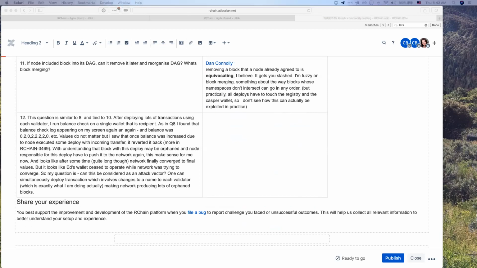I guess that now that the network has converged to final values, it is responsive again. I deployed a check balance a couple hours ago, and it went through smoothly, and I got the answer very fast in the logs of the validator I deployed to. So I think Ed's wallet will be working smoothly also. But the converging phase, from after I deployed conflicting stuff to the situation when the network is responsive again, is quite long. From my observation, it can last several days.